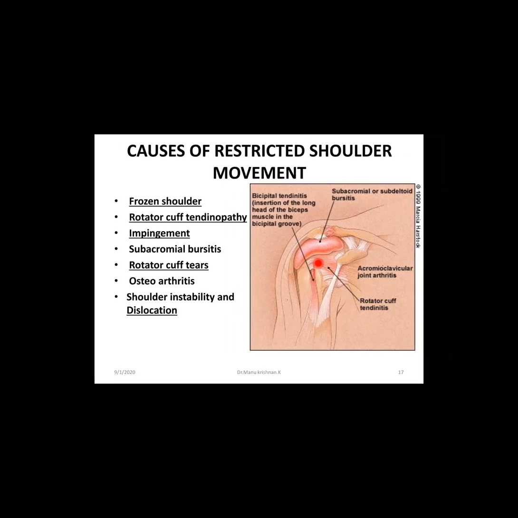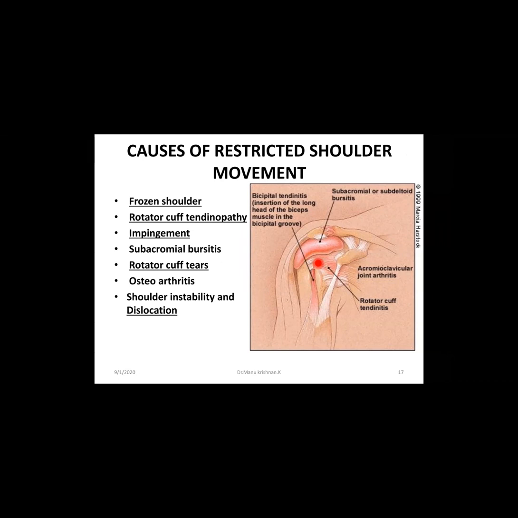I've told you what the rotator cuff is. It's a musculotendinous cuff formed by 4 muscles. So if there is any inflammation or any damage to these rotator cuff muscles, there will be difficulties in the proper movement of the shoulder joint.